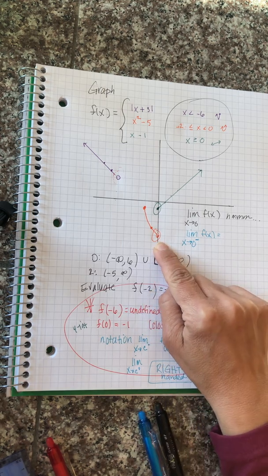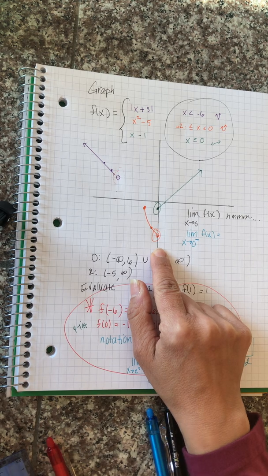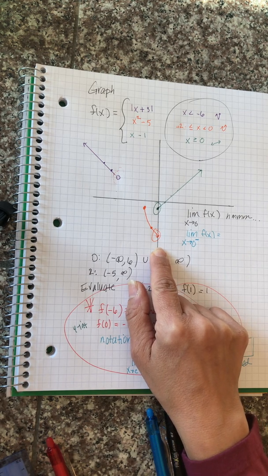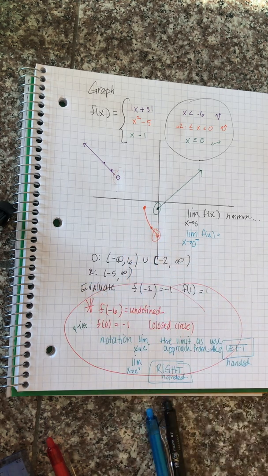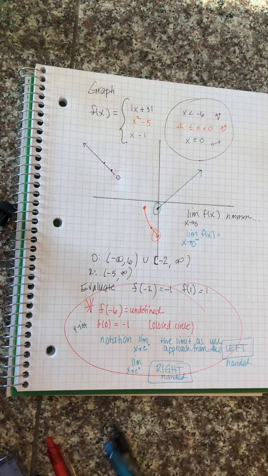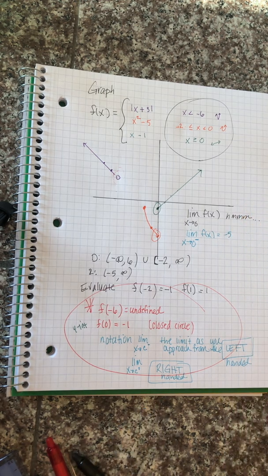The exact value is not negative 5. The exact value is negative 1, but I'm approaching, and that is what the definition of a limit is. It's a value that you are approaching. It's like an asymptote. It's a value that you approach, but you never touch. Okay, well, here we go. I'm approaching negative 5. So when I come from the left, I'm approaching negative 5. Great.